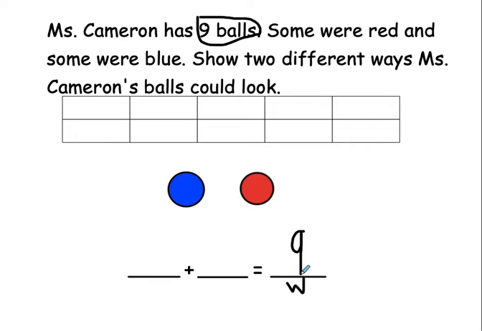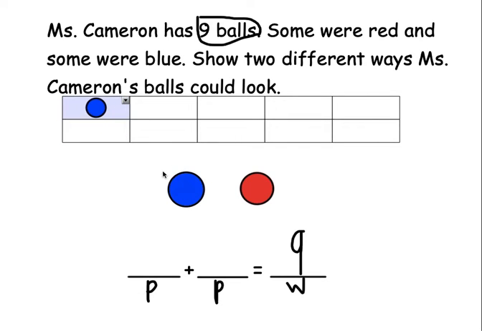Okay, now I noticed that I have 9 as my whole, but I do not have my parts. What can I do to find my parts? I can make a picture to figure out what two numbers will help me make what number. Yep, if you said 9, I have to find the two parts that will help me make the number 9. So I'm going to put part right here because those are my parts. Okay, let's get started. So I have 9 altogether. Some are red and some are blue. Let's just put some here.